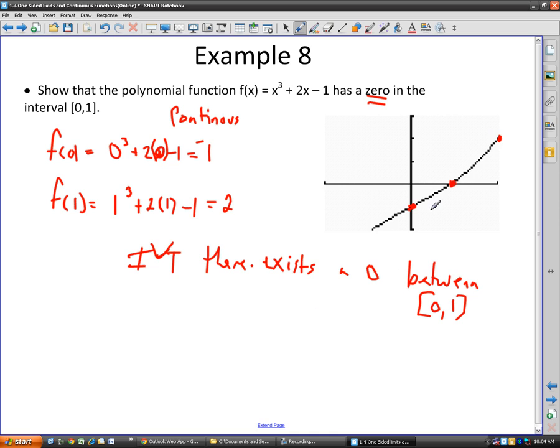So this is what we're talking about. You first have to mention that it's a continuous function. Once it's a continuous function, you can check this, and then you can say by the intermediate value theorem there is a 0, because we just showed it up there. This illustrates the intermediate value theorem.